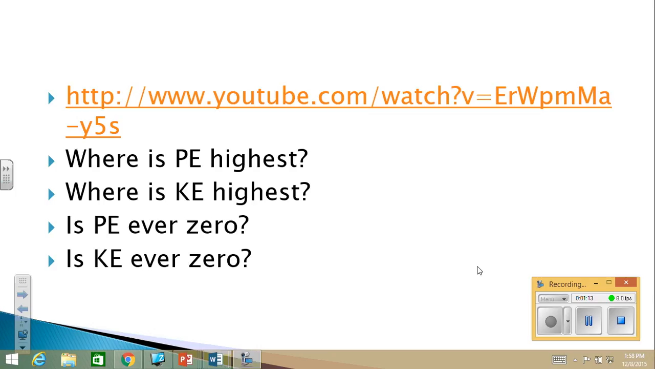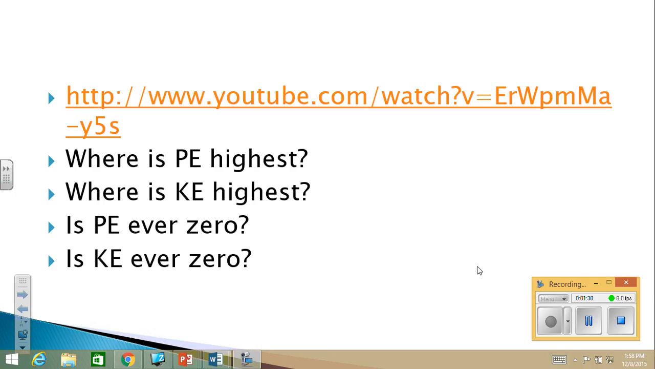And where is the kinetic energy the highest? That's a little trickier, because the kinetic energy will be the highest at whatever the lowest point on the track of the roller coaster would be, which could be the first hill or it could be someplace else later on.